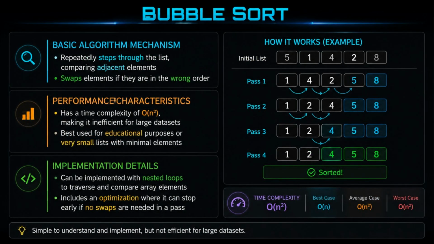Bubble sort repeatedly steps through a list, comparing adjacent elements and swapping them if they're in the wrong order.